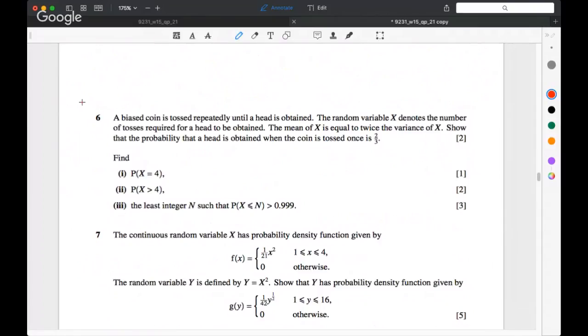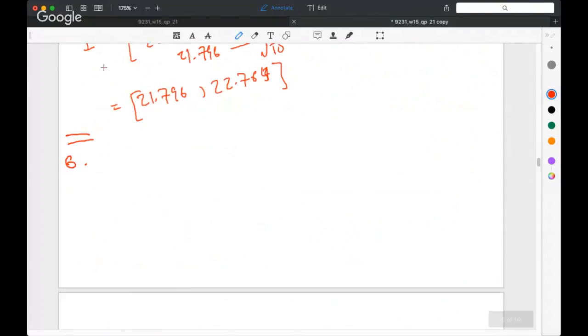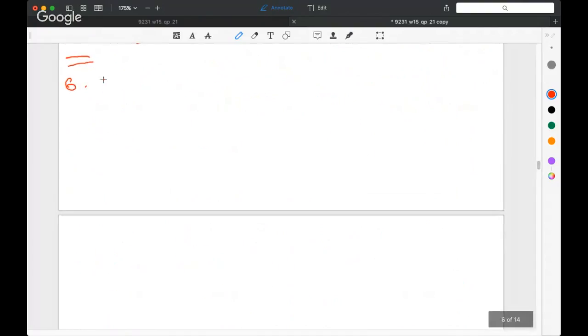A biased coin is tossed repeatedly until a head is obtained. The random variable X denotes the number of tosses required for a head to be obtained. So you keep throwing a coin, and when you get a head, you stop and write down how many throws it took you to get a head. And it's telling you that the mean of X is equal to twice the variance. I wish I had a better symbol for variance.